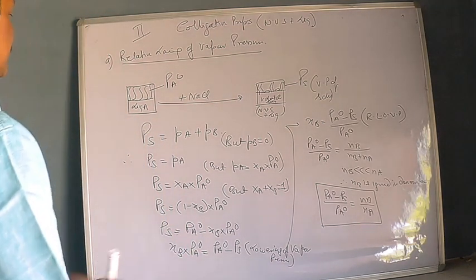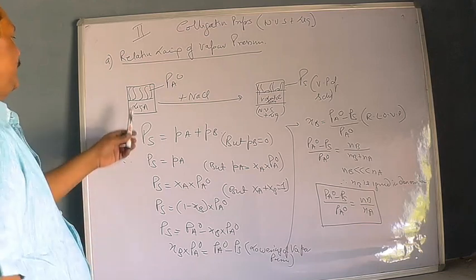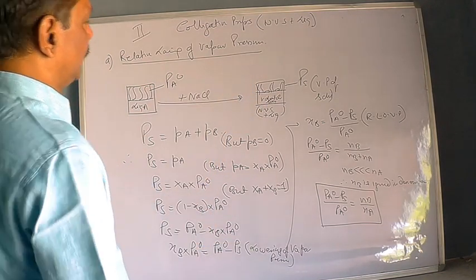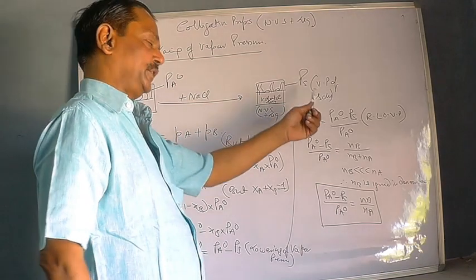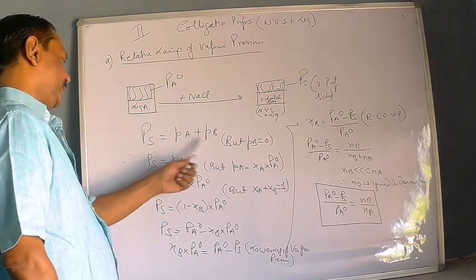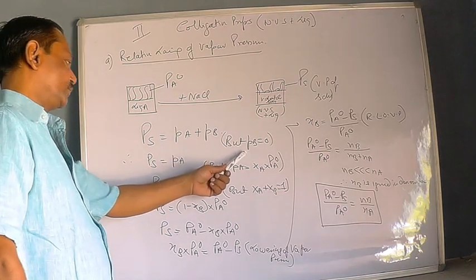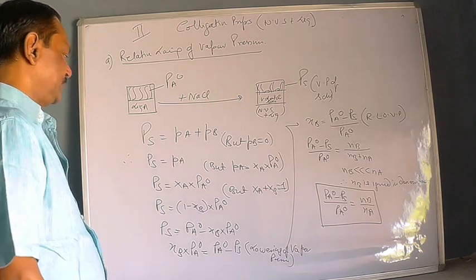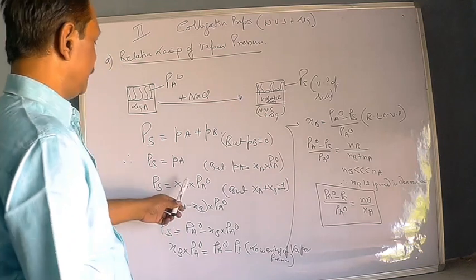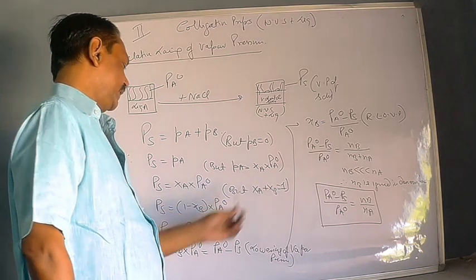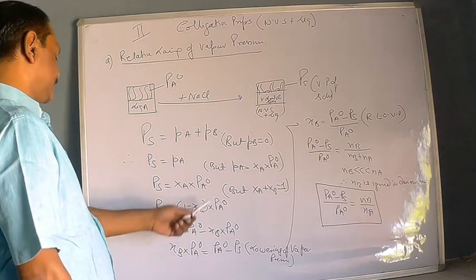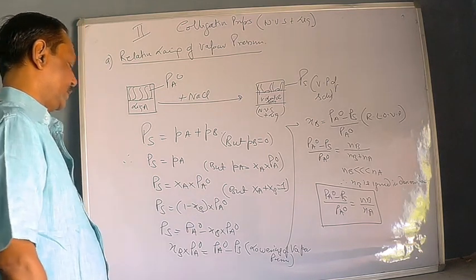Class, I can repeat again. We have taken a pure liquid A with vapor pressure PA0. We are adding a non-volatile solute, for example sodium chloride, to it. What happens? Vapor pressure of solution decreases, that we already understood. Total vapor pressure is given by PA plus PB, but PB equals 0, therefore PS equals PA. But we also know the mole fractions add up to 1. So in place of XA, I can write 1 minus XB. So PS equals 1 minus XB into PA0. Open it, we get PA0 minus XB into PA0.